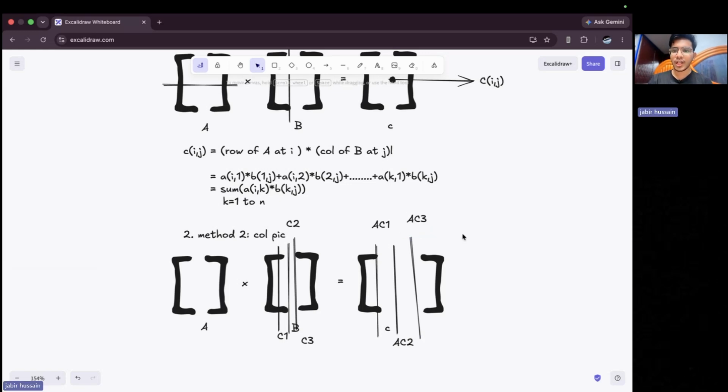So here what I'm taking is that I have the complete matrix and I have the secondary matrix. In the secondary matrix, I'm taking each column and multiplying it with the whole matrix. That will be the first column of the resultant matrix. I'm taking the second column in B, multiplying it with A, and that will give me the second column of the resultant matrix. So this picture is known as the column picture.